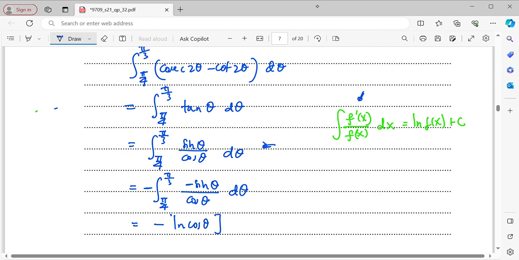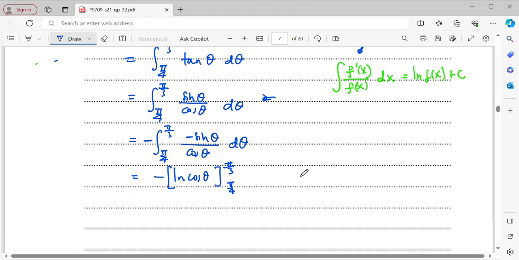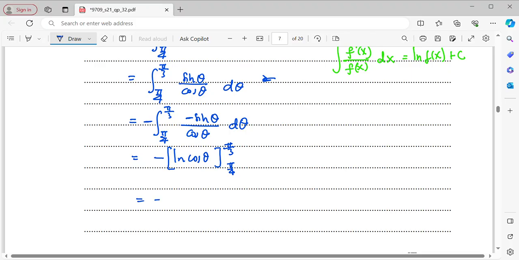And then my limits will be from pi over 4 to pi over 3. Now I will just leave my minus outside, then replace the theta by pi over 3 first. You will be getting ln cos pi over 3 minus ln cos pi over 4. So the cos pi over 3 is basically half, so this is ln half. And then cos pi over 4 is 1 over square root 2.